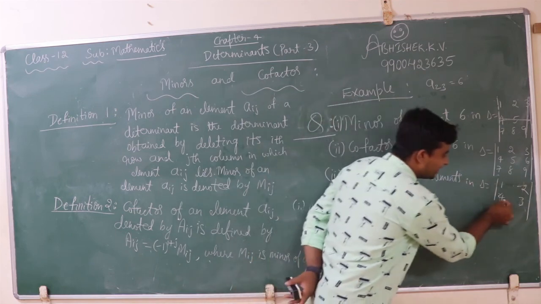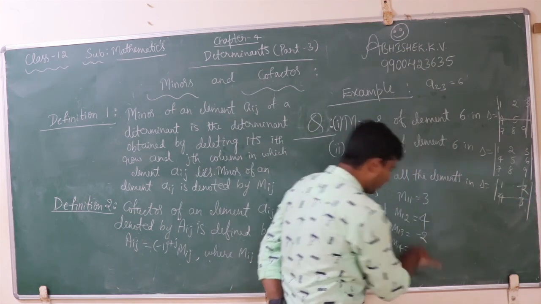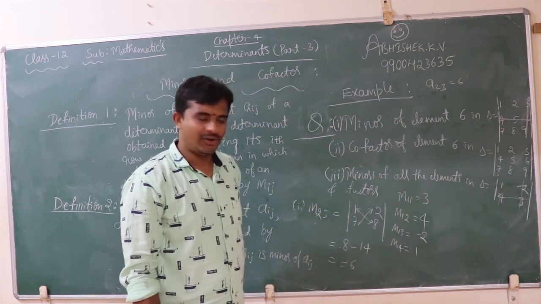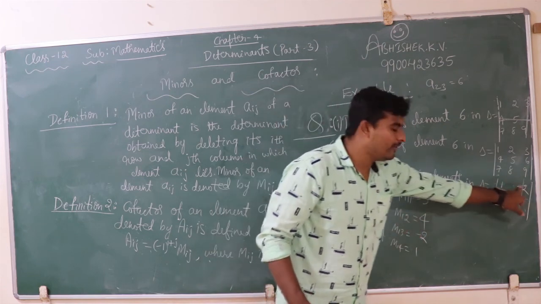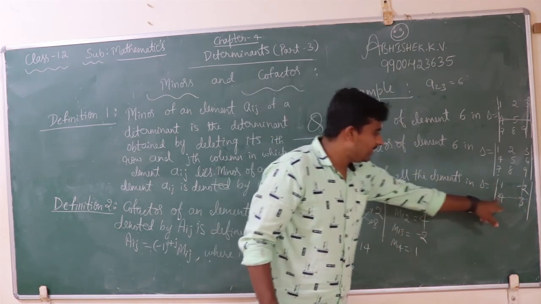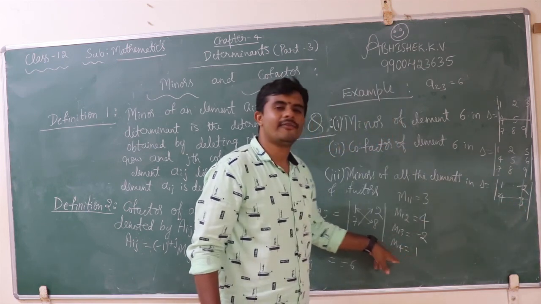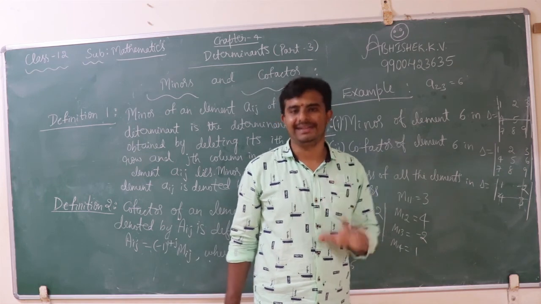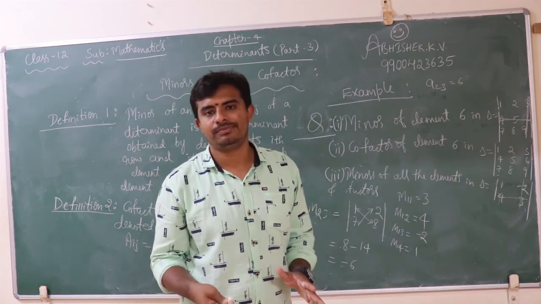This is equal to what? Deleting the row and the column, we are remaining with 1. Therefore, the minor of the element 1 is M11, that is 3. The minor of the element minus 2 is M12, that is 4. The minor of the element 4 is M13, that is minus 2. The minor of the element 3 is M14, that is 1. I hope you are all getting this, just by deleting the corresponding row and column.